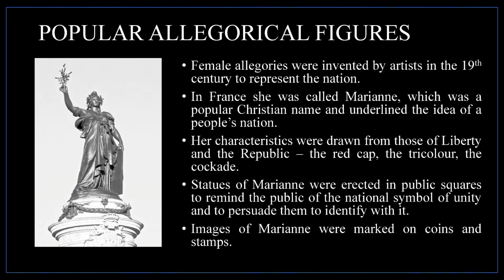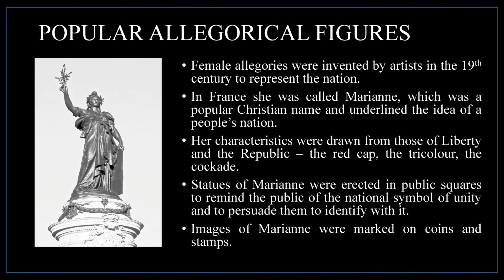Female allegories were invented by artists in the 19th century to represent the nation. In France, this female allegory was called Marianne, which was a popular Christian name and underlined the idea of a people's nation. Her characteristics were drawn from those of liberty and the republic. She had a red cap, she had a tricolor around her, and she had a cockade, which was a common feature of all French citizens at that time.